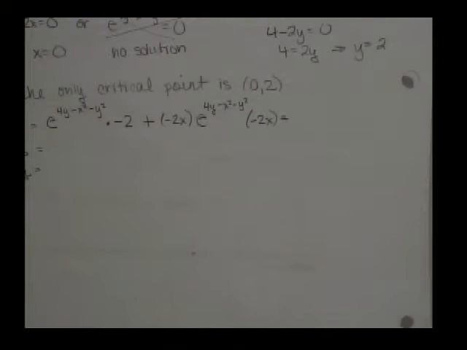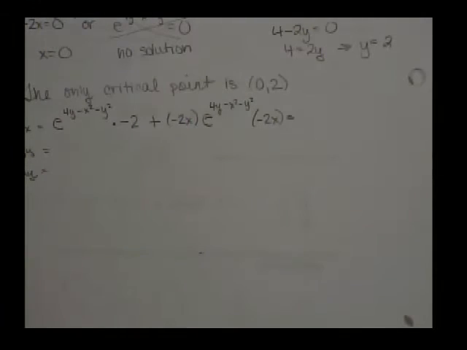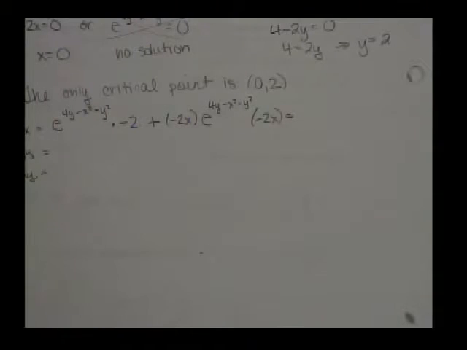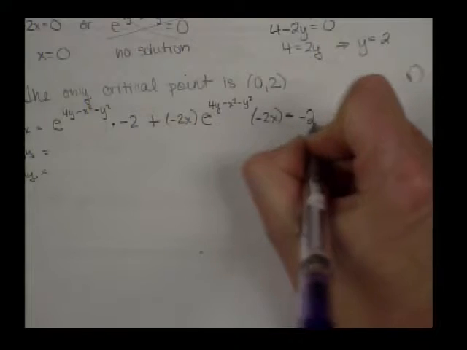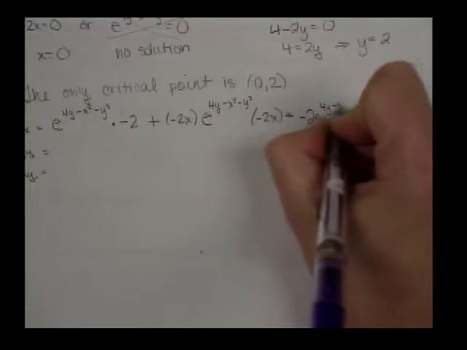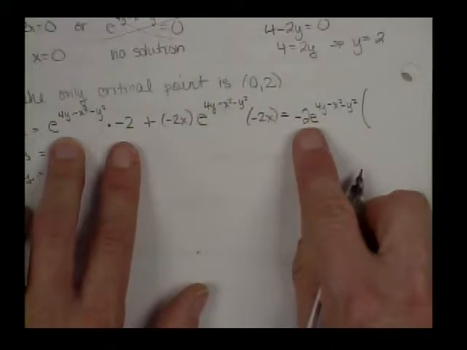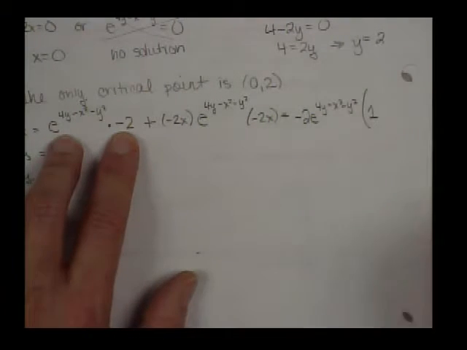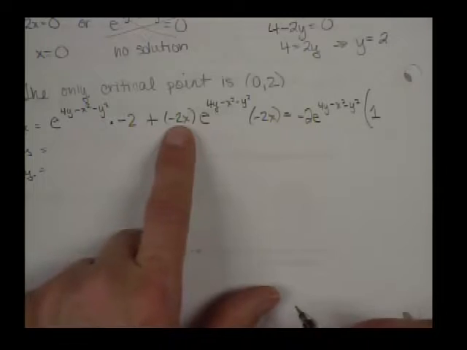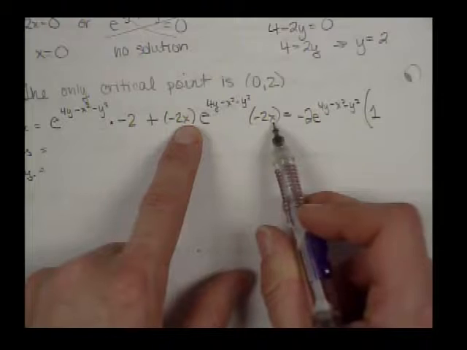Just to make it easier to evaluate later, and also we're going to have to find f sub xy, we're going to have to take the derivative of this expression with respect to y. So I want to make it look as simple as possible. So I'm going to factor out a negative 2 and the exponential. So negative 2 e to the 4y minus x squared minus y squared times. So if I factor that out, we only have 1 left in the first term. And then I factored out the negative 2 and the exponential, so I have negative 2x squared left.